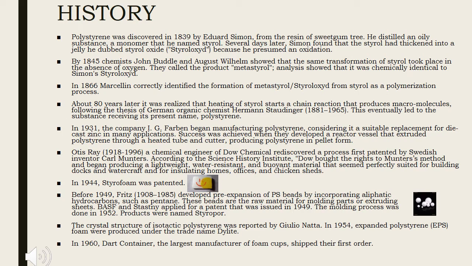In 1839, Edward Simon discovered polystyrene by distillation from the resin of sweet gum tree. He named it styrol. He observed that styrol thickens after a few days into a jelly. He presumed it an oxidation reaction. In 1845, John Buddle and August Wilhelm observed the same transformation in the absence of oxygen. In 1866, Marcelin correctly identified the process as polymerization.